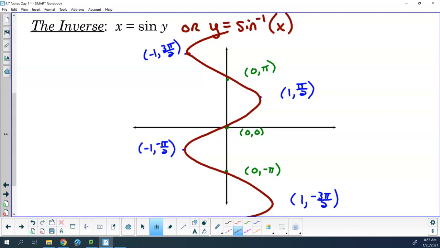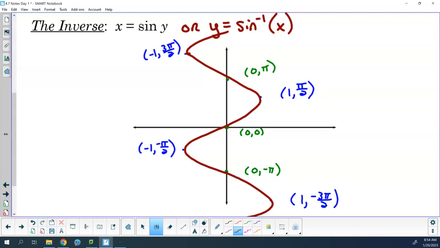What's the problem with what I just said? This would be my one. Why is it not a function? What's the one test for a function? Vertical line test. Does it pass the vertical line test? No. So it's not a function. That's the downfall. And you guys had that back when we were first learning trig.